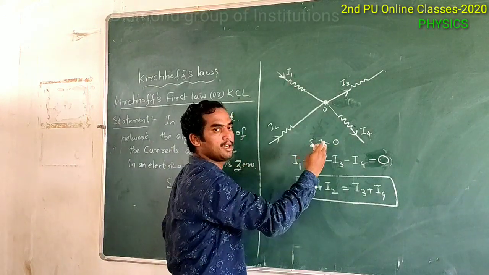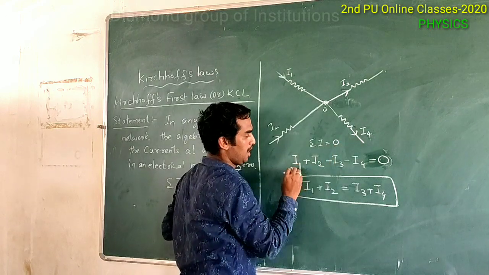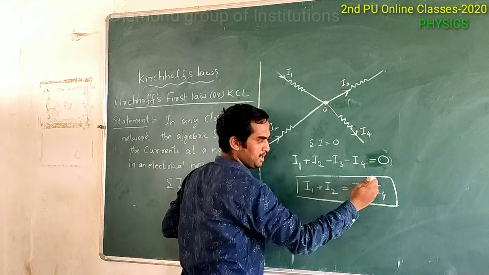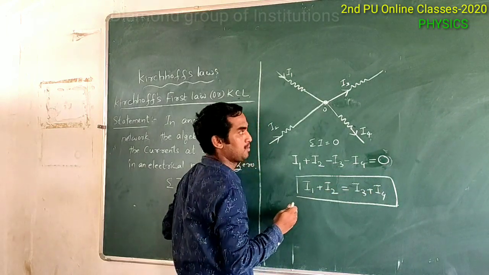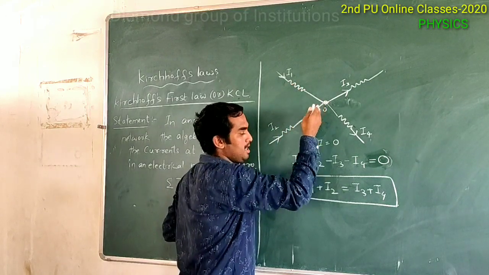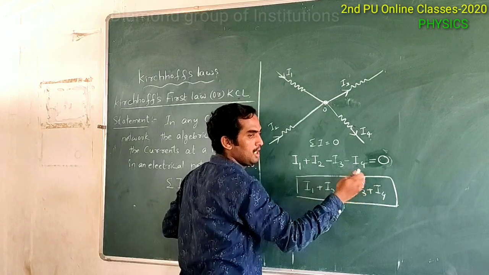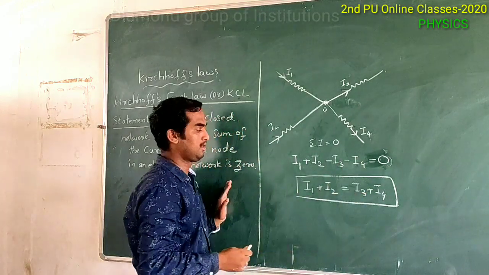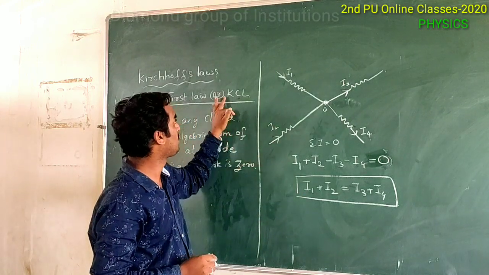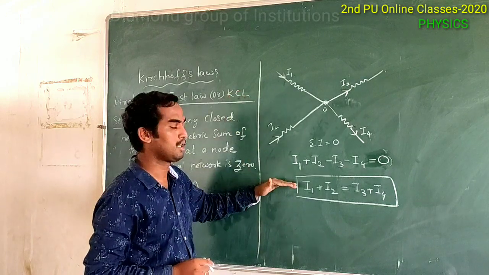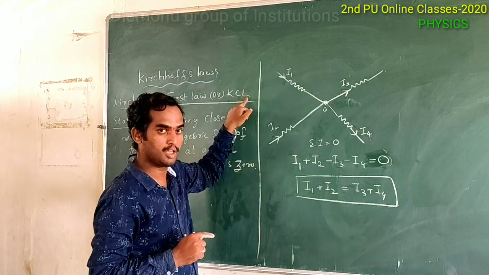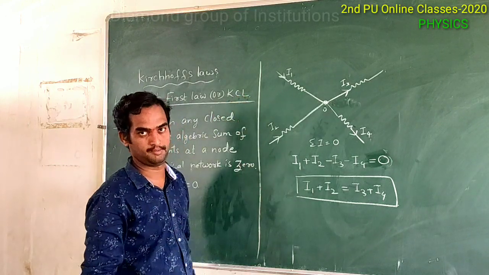That means the total current is equal to 0. I1 plus I2 minus I3 minus I4 equals 0, so I3 plus I4 equals I1 plus I2. So the sum of the current entering the junction is equal to the sum of the current leaving the junction. And here the main thing is the current. This law is explained regarding the current. So the significance of Kirchhoff's current law is conservation of charge.